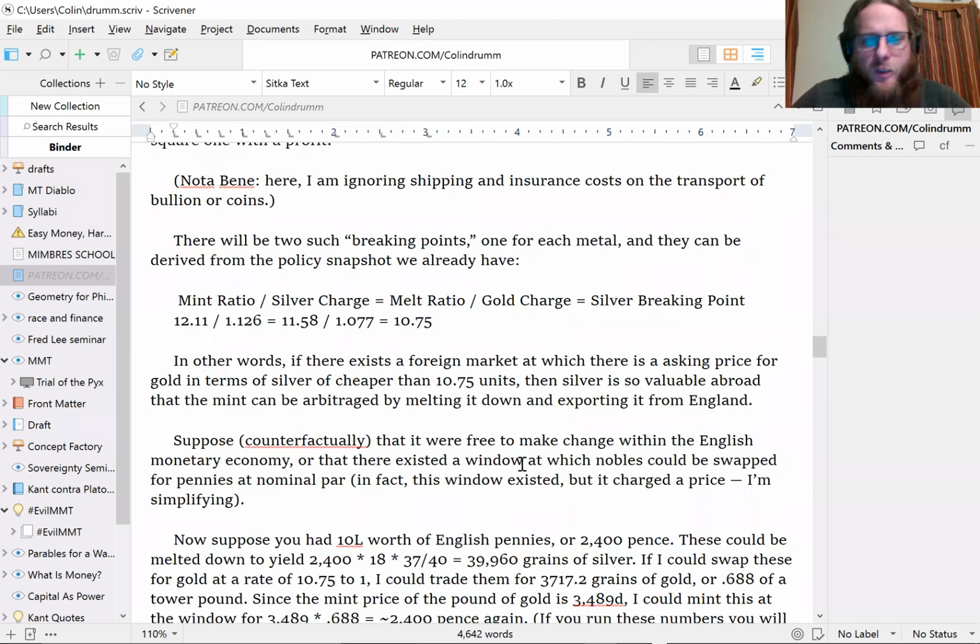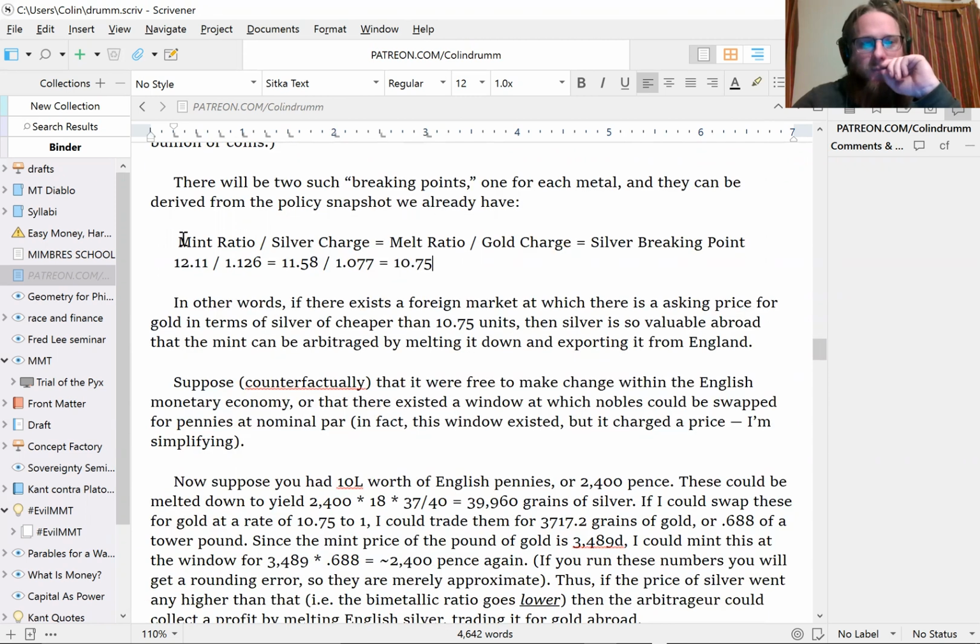So there are two such breaking points, one for each metal, and they can be derived from the policy snapshot we already have. They're given by this formula: mint ratio over silver charge equals melt ratio over gold charge equals silver breaking point.